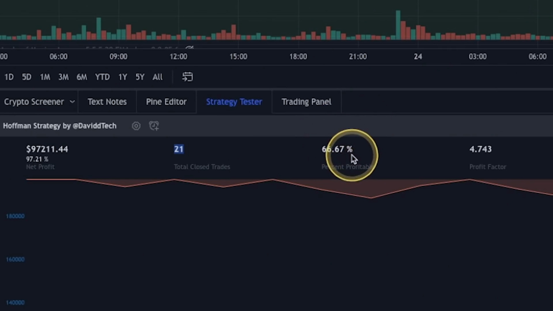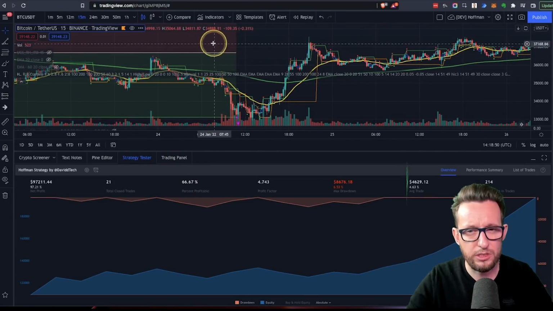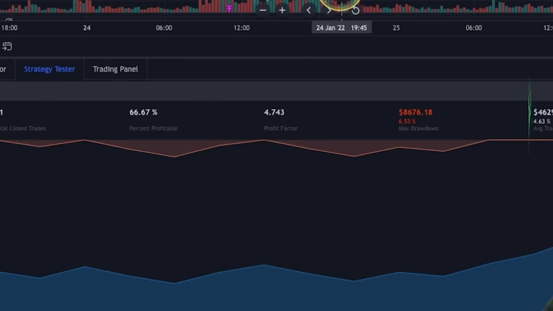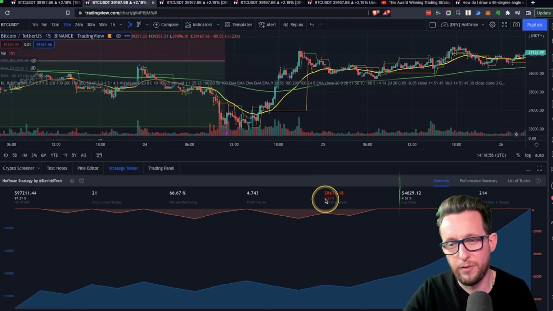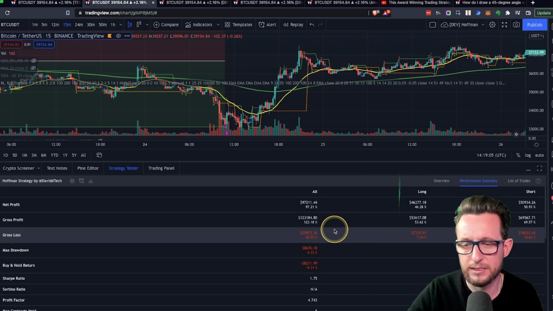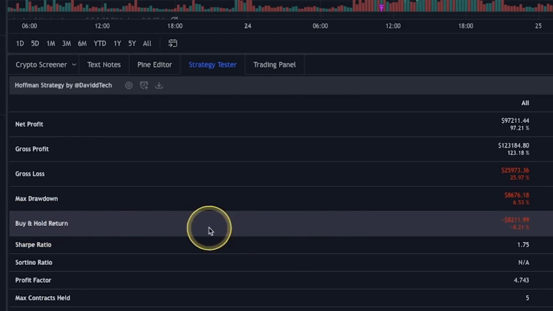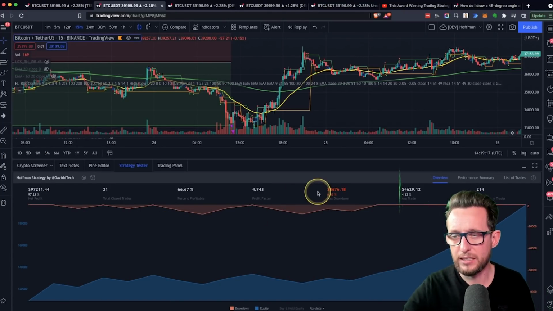We have a 66% win rate, which is absolutely brilliant for such a huge take profit on each of these. A 4.7 profit factor, which is absolutely amazing, and a very, very small drawdown of only 6%. We have 97% net profit. Now, if I put that against the buy and hold return, that would have given us an 8% loss. So it does look like it could be good food for thought and looking more into.